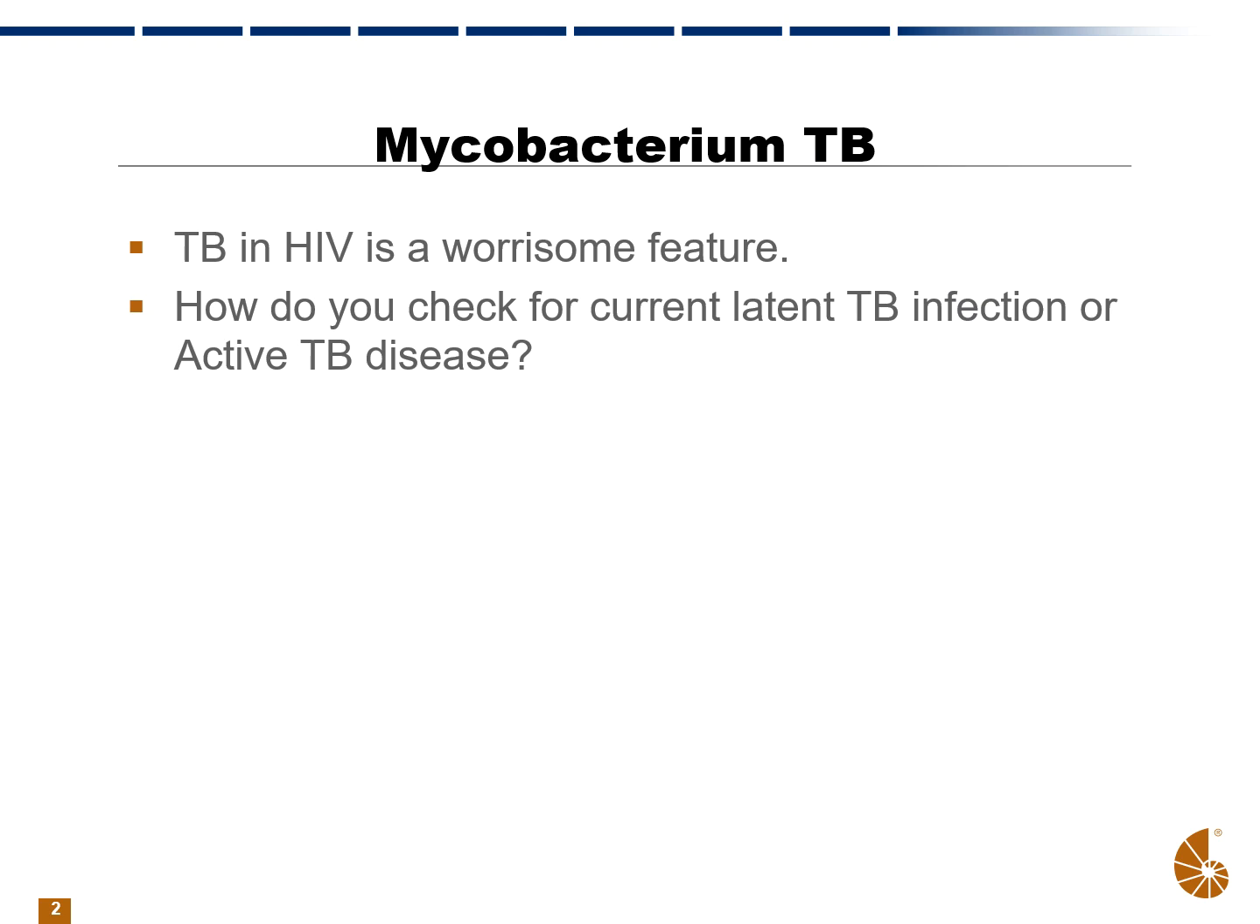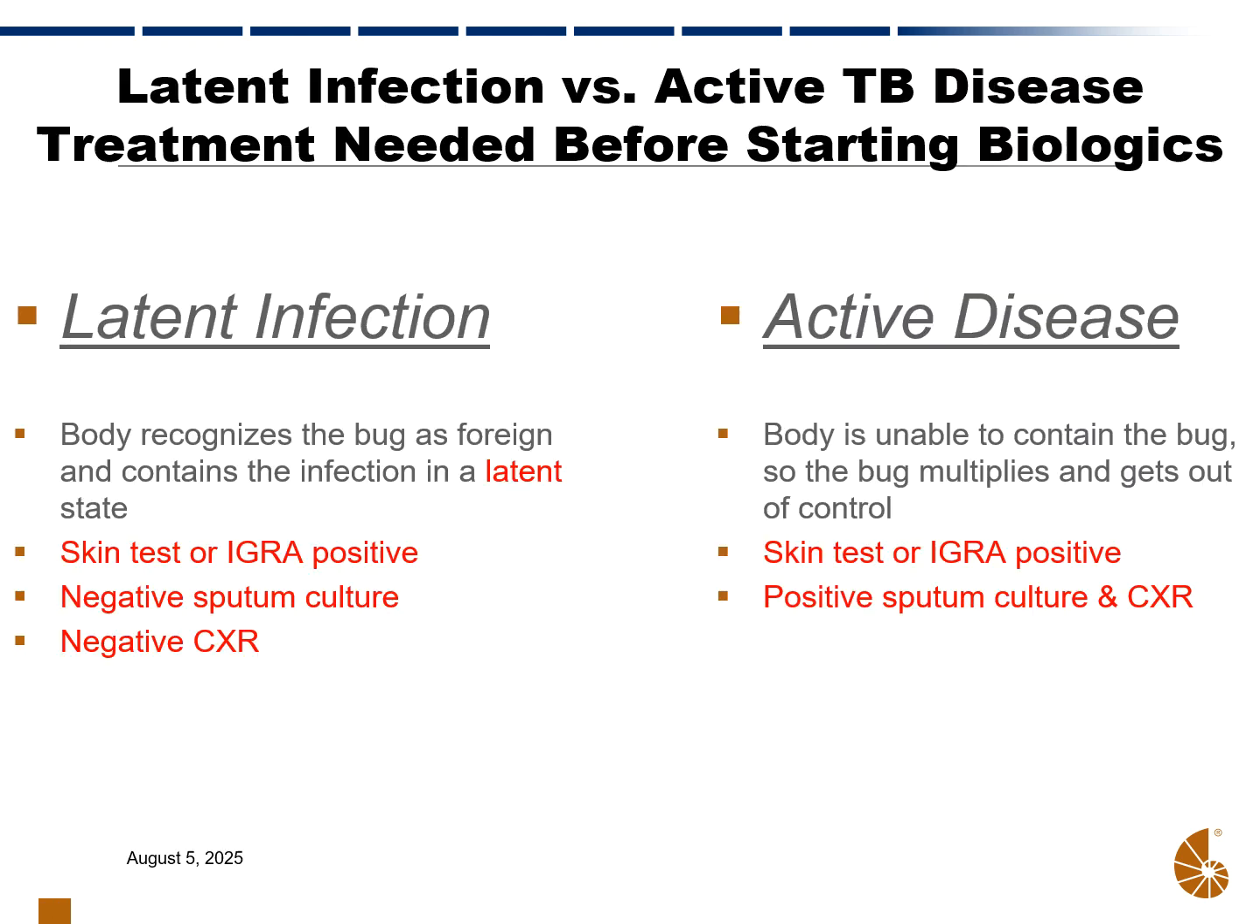So one of the co-infections we're concerned about in applicants who are HIV positive is TB, Mycobacterium tuberculosis. TB in HIV positive applicants is a worrisome feature. So how do you check for current latent tuberculosis or active TB disease? Do they have an infection that hasn't spread, or do they have active TB disease that has spread in the lungs or to other areas of the body? So, latent infection versus active disease.